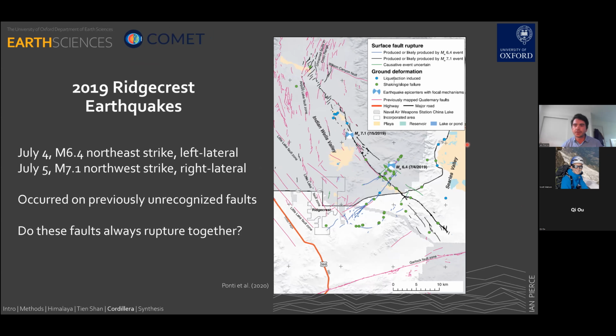Fortunately, several recent earthquakes provide examples of how lateral slip might be accommodated in the Walker Lane. In July of 2019, in the southern Walker Lane, 2 strike slip earthquakes occurred on conjugate faults on subsequent days. Both of these faults were previously unrecognized. Their occurrence raises the question, do these faults always rupture together?